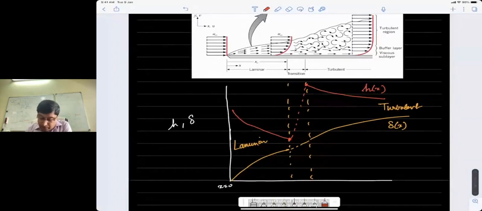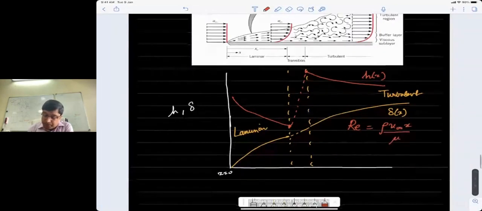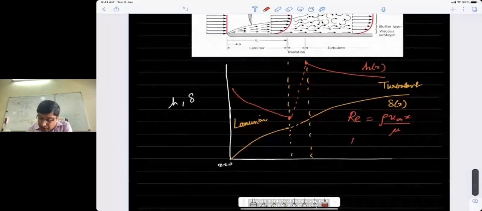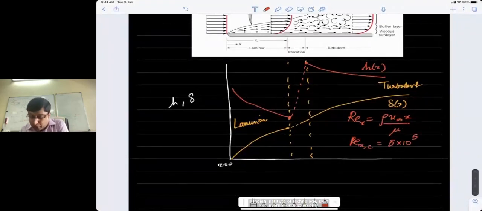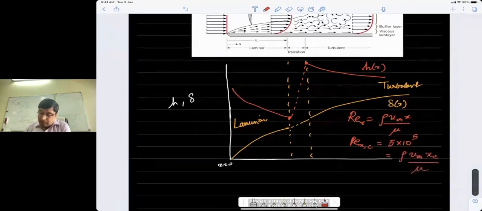The transition we will typically define for a flat plate in terms of Reynolds number, which you have also probably worked out. So Re_x, or rho u infinity x by mu, and the transition typically happens, which I'm going to denote by a subscript c, the critical Reynolds number. That will happen around 10 to the power 5, or we will take a mean value of 5 into 10 to the power 5 as the transition point, which will be given by the position x_c along the plate.